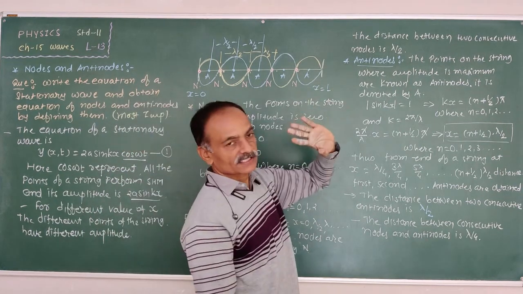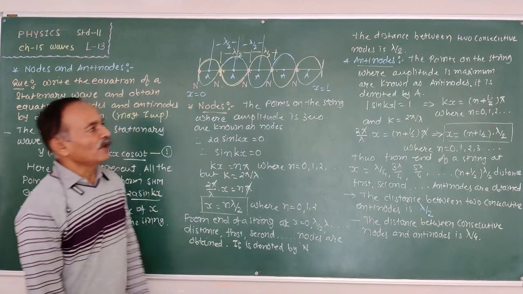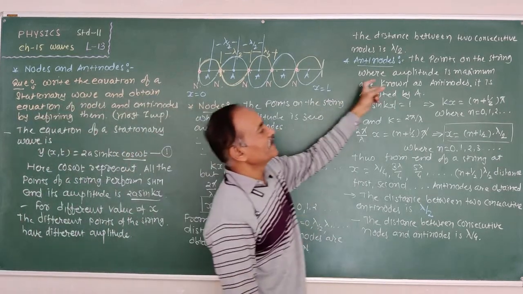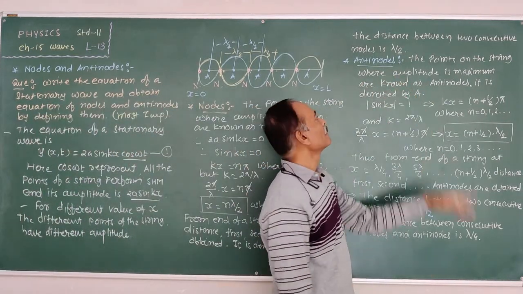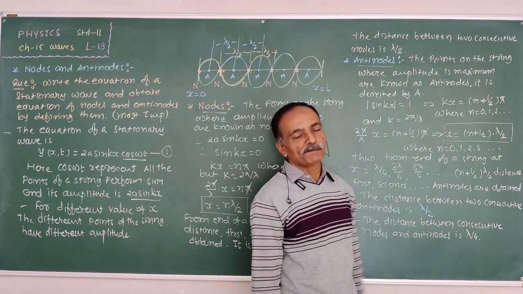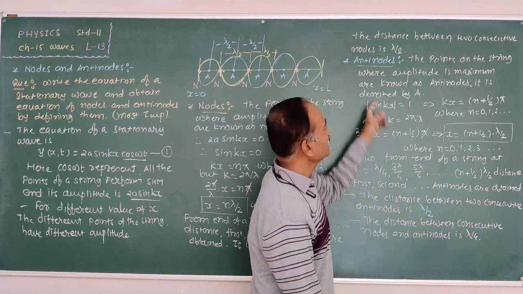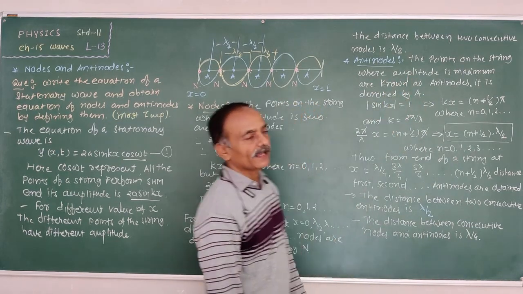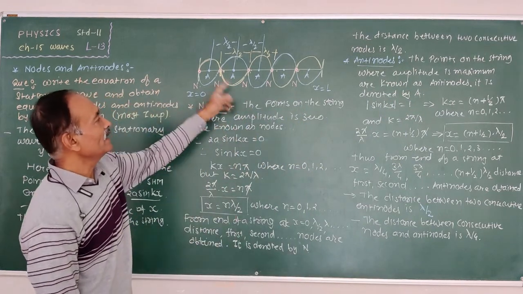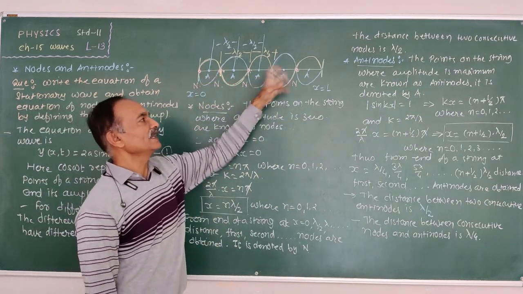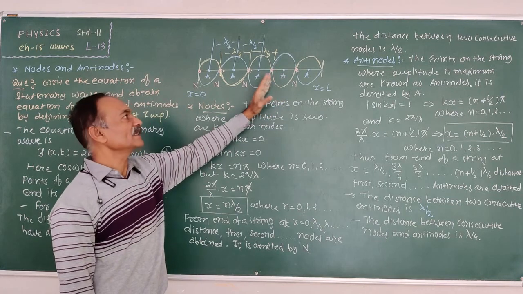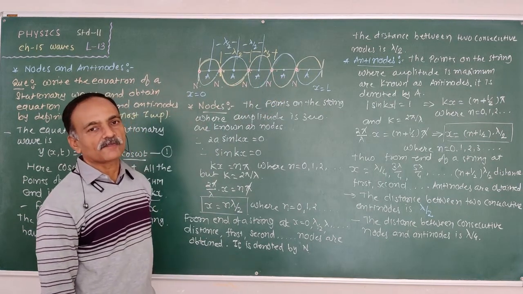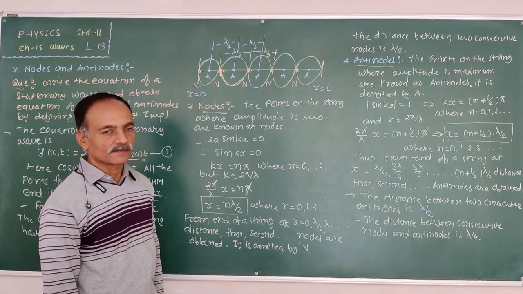Now what are the antinodes? First the definition. The points on the string where the amplitude is maximum are known as the antinodes. It is denoted by capital A. In the figure, this A represents the antinode. This is the point of the string where the amplitude of the oscillation is maximum.